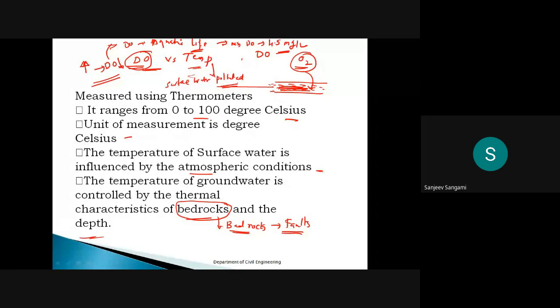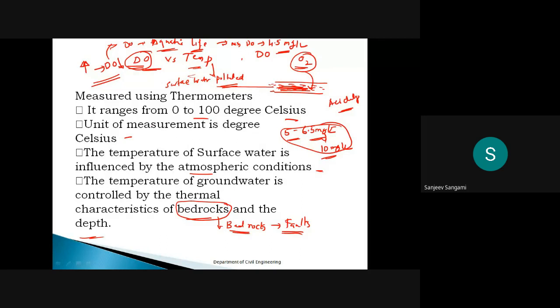So I said that it is very important for aquatic life. That is one more concern. Even for our human beings, we require 6.5 milligram per liter, ranging from 6.5 up to roughly 10 milligram per liter of dissolved oxygen for our body. If you drink water with less oxygen, it will definitely cause acidity.